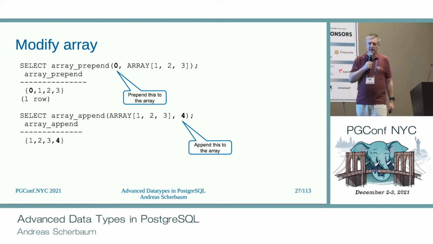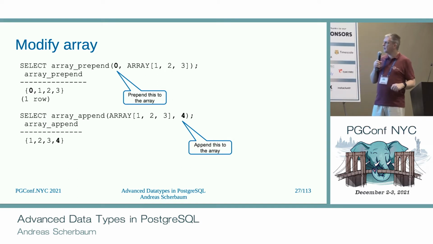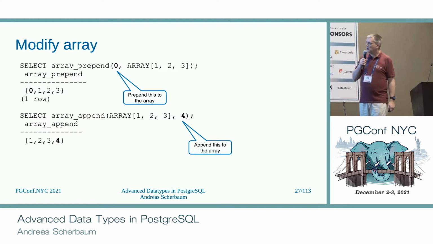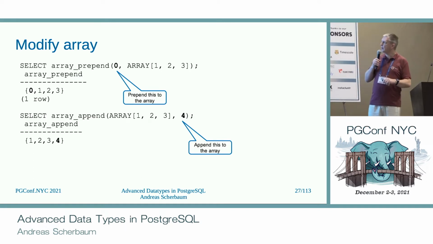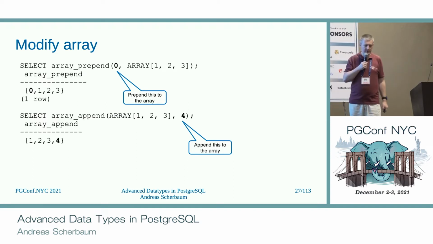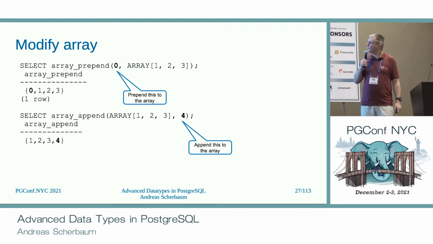You can modify arrays, so you can just add data, delete data, whatever from arrays. We have array append and array prepend. Prepend obviously puts something on the beginning of the array, and append something at the end. And you see my result here, I have a 3 array value, and I prepend a 0 here, I append a 4 here, and I end up with the expected result. Quite easy.